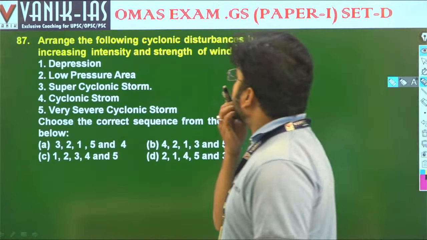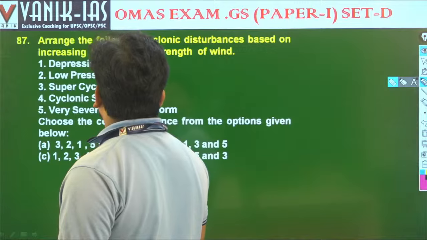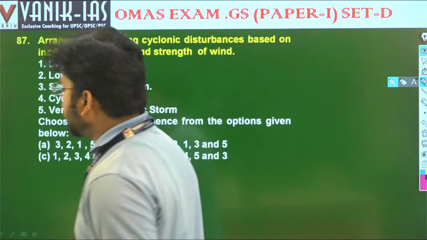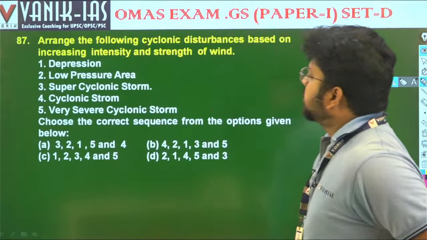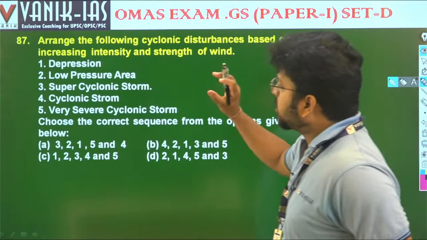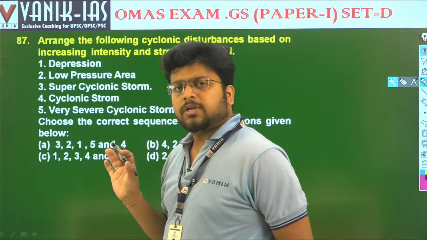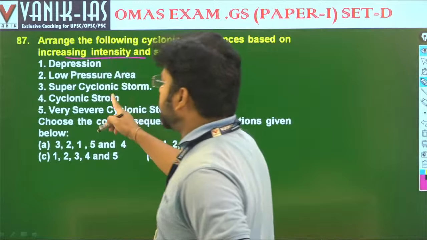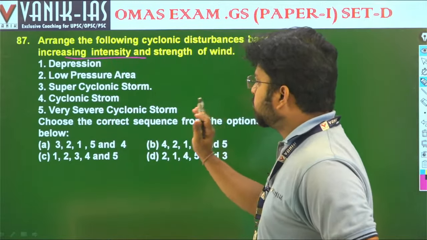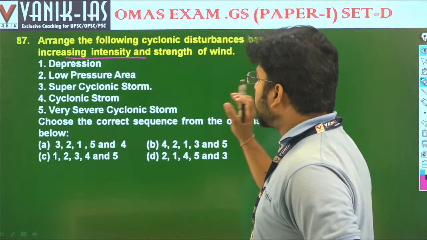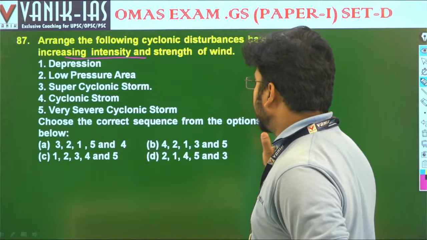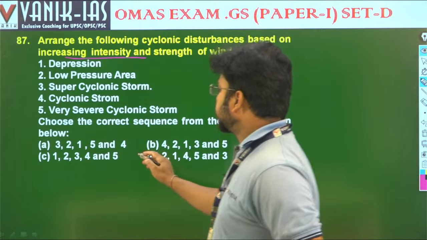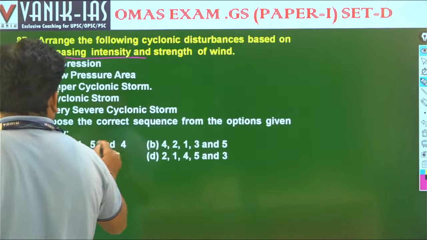Then the following cyclonic disturbances based on increasing intensity and strength of wind. It's a very common question, you can solve it very easily. We just know that a super cyclone will be stronger than a cyclone, right? Increasing intensity means first will be cyclone, then super cyclone. Three will come after four. So B and D, these statements are obviously wrong.